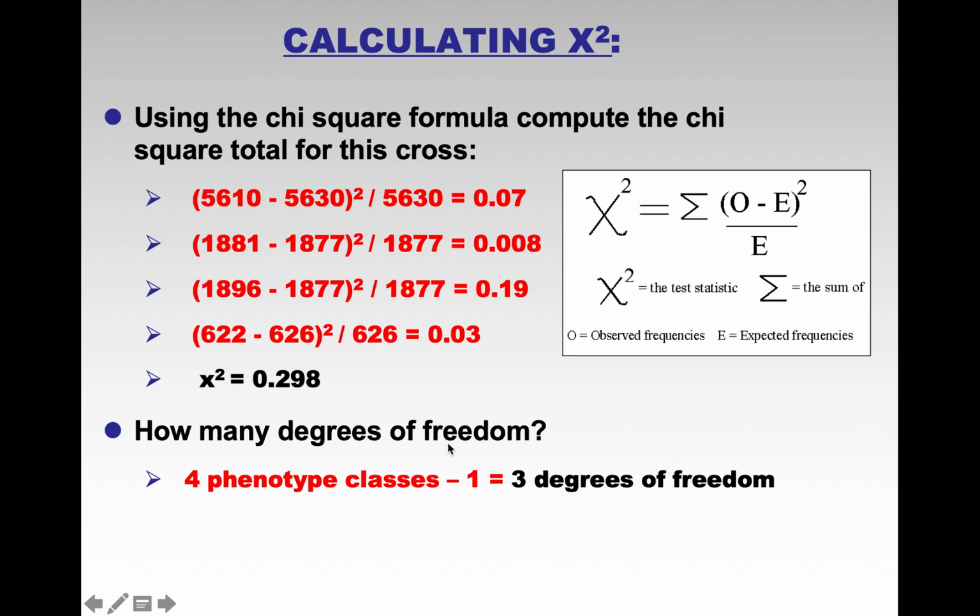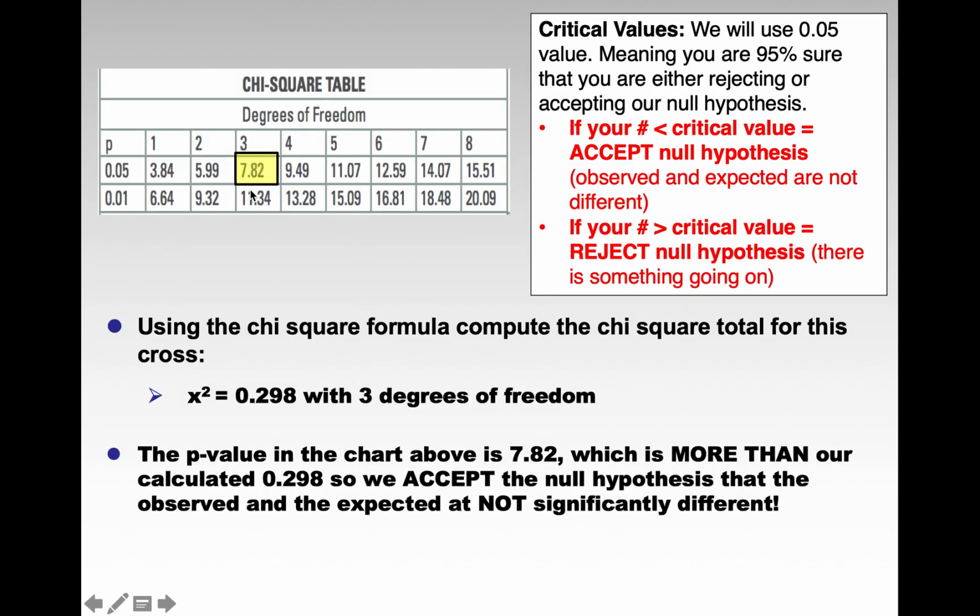Here, how many degrees of freedom do we have? We had 4 phenotypic classes minus 1, 3 degrees of freedom. Here's our chi-square number, 0.2, and it is far lower. So that means that we are going to accept our null hypothesis, and the observed and expected are not different from one another.